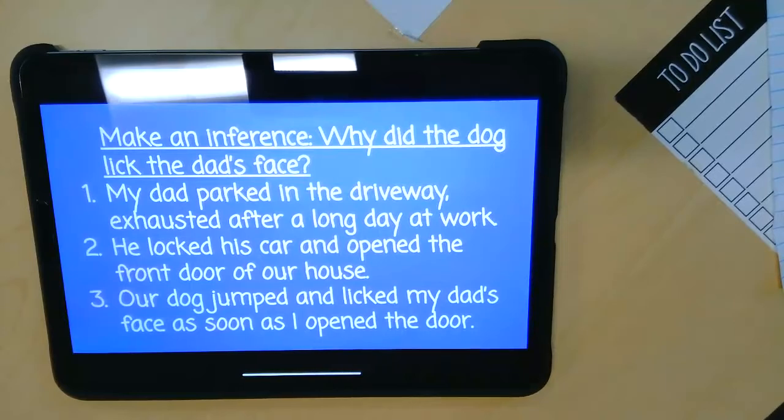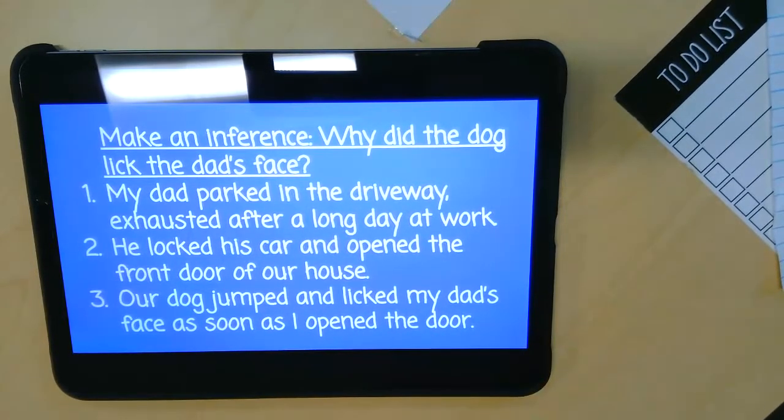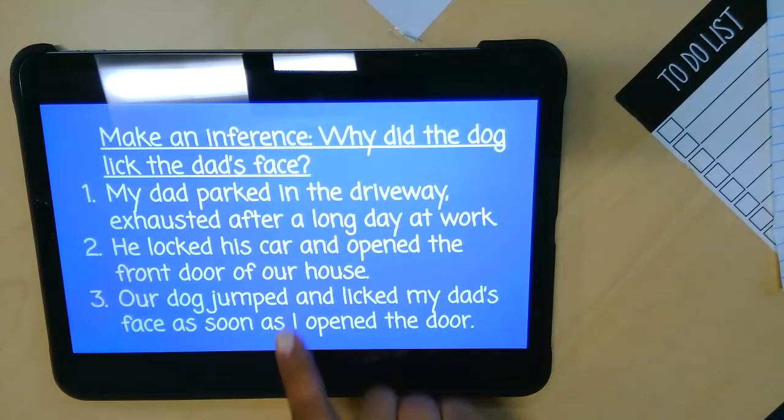Okay? And then, second question, make an inference. Why did the dog lick the dad's face? My dad parked in the driveway exhausted after a long day at work. He locked his car and opened the front door of our house. Our dog jumped and licked my dad's face as soon as I opened the door. Oh, sorry. That needs to say as soon as he opened the door. As soon as he opened the door. Okay? So instead of I, it should say he.